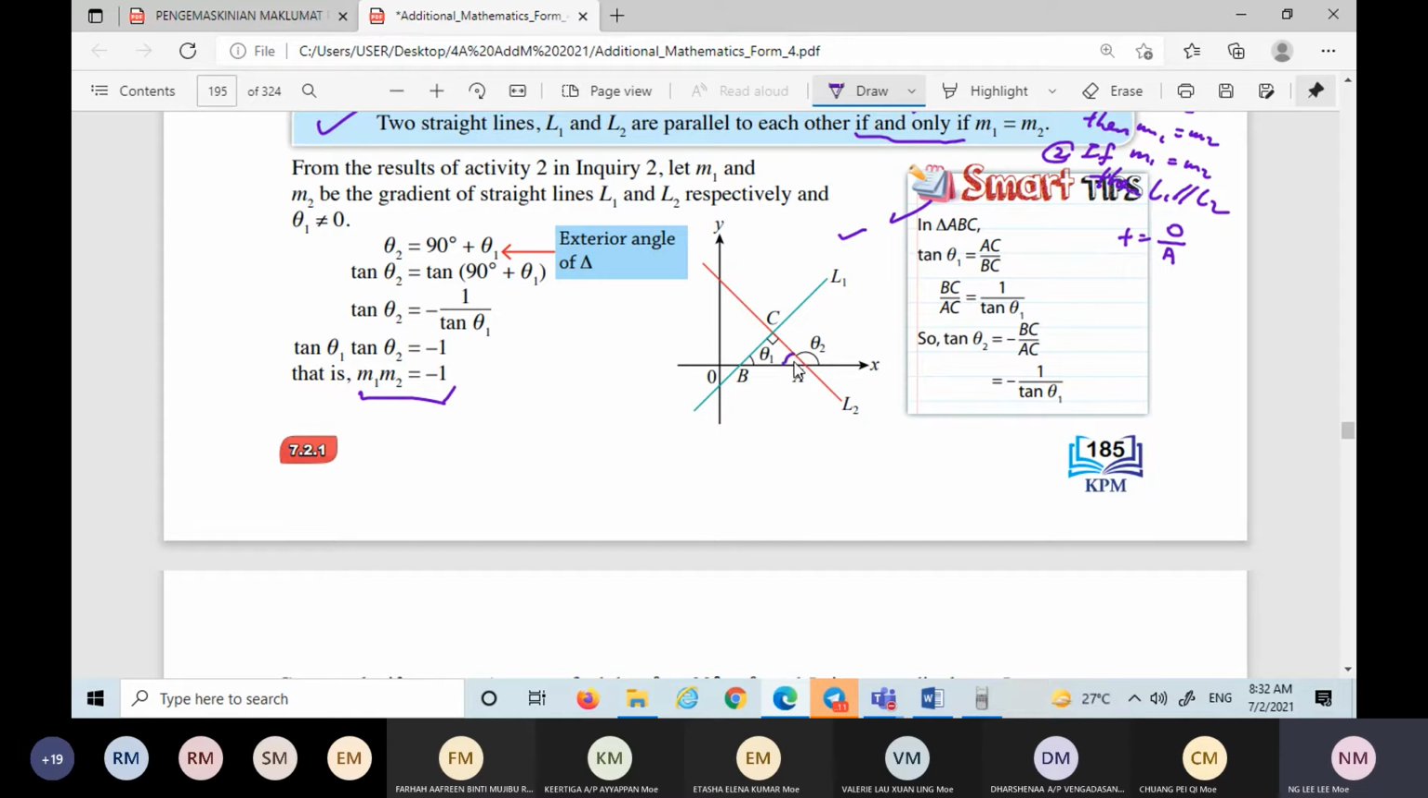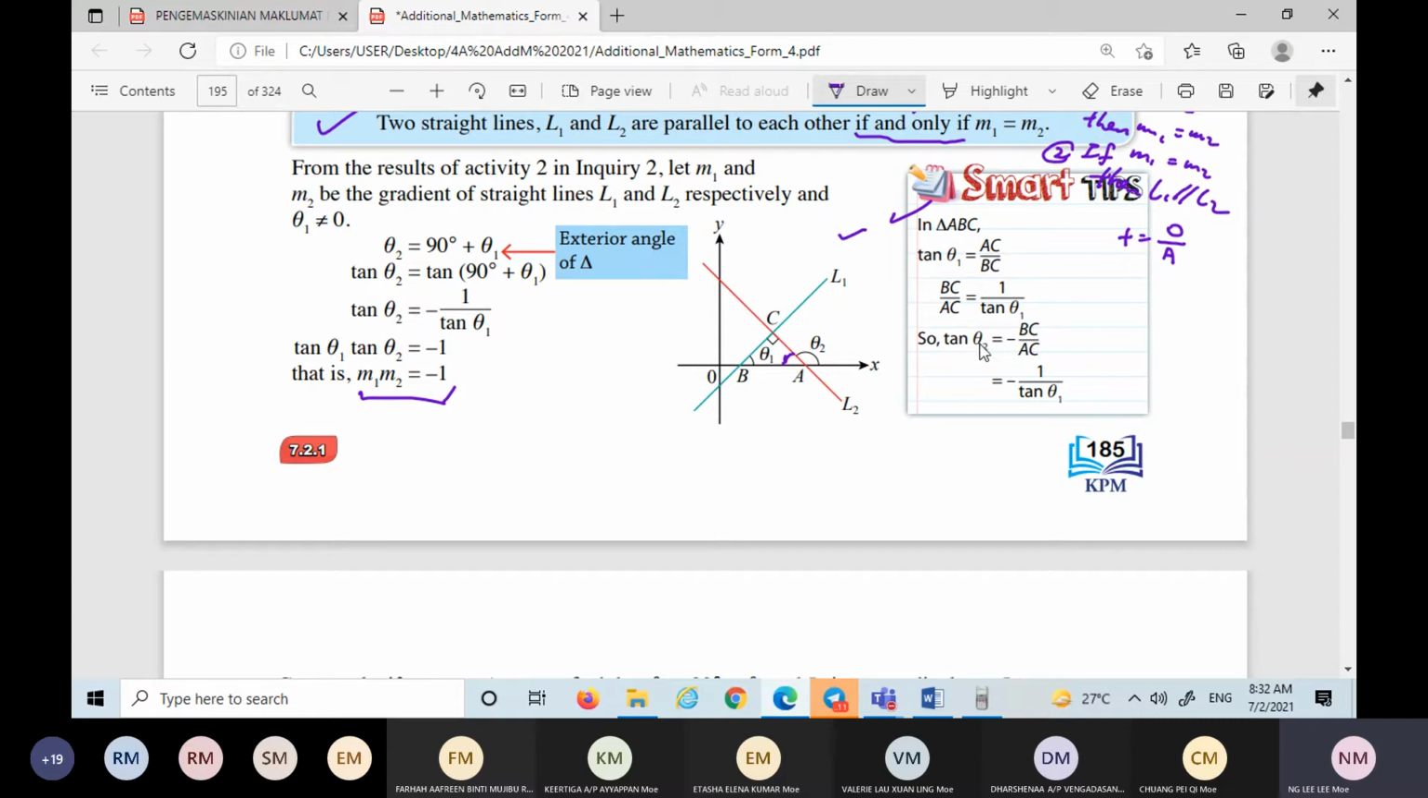This angle and this angle, we say is a corresponding angle. It is different from the corresponding angle of the parallel lines just now. This corresponding angle makes 180 degrees. It means the corresponding angle of theta 2 in the first quadrant is this angle. If you want to find the tangent of this angle, the opposite will be BC, and the adjacent will be AC. So they write BC over AC.